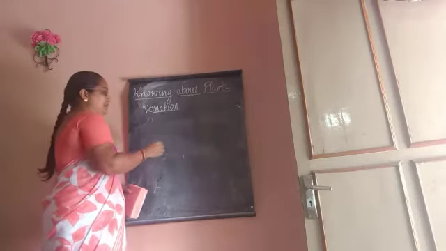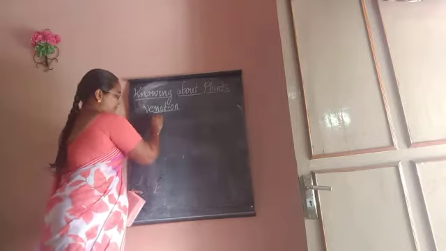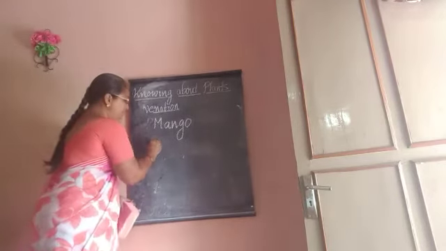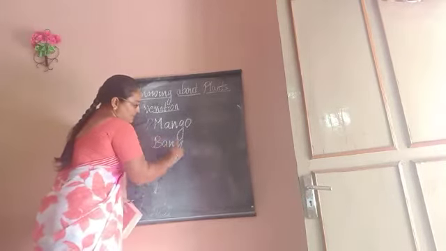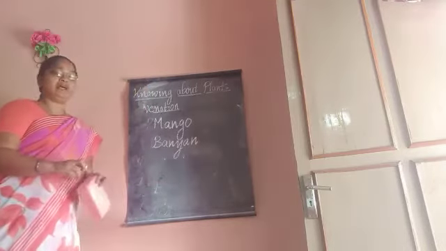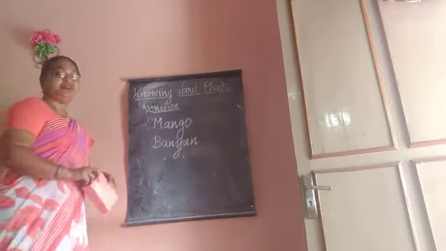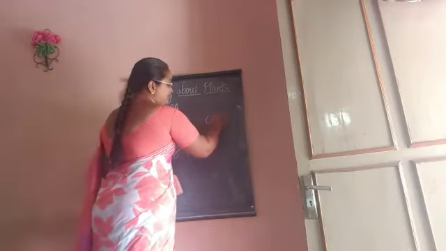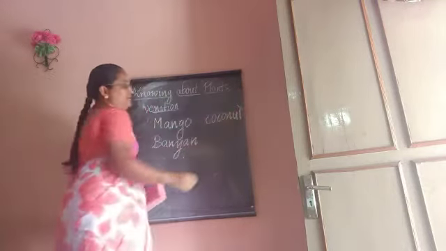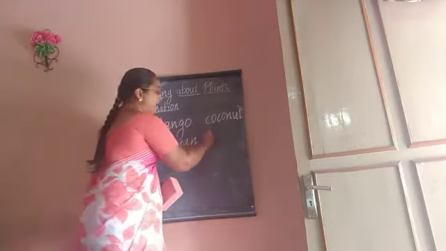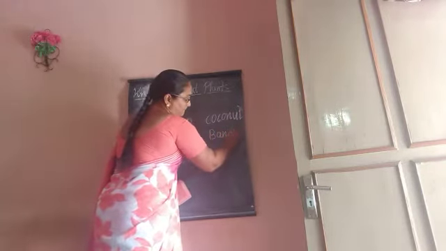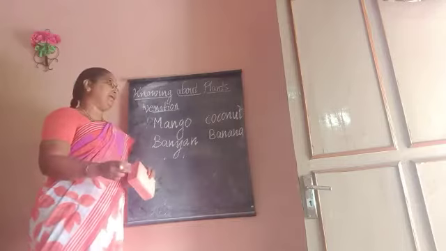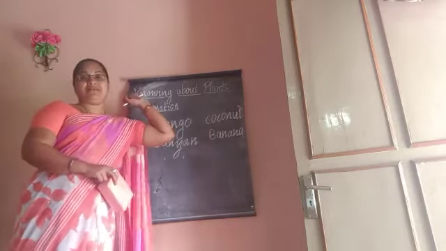Give me some examples of reticulate venation. Mango leaf is having the reticulate venation. Banyan leaves also have the reticulate venation. And give me the examples of parallel venation. Coconut leaves have parallel venation. Banana. If you see the banana leaf, the veins are parallel to one another, so it comes under parallel venation.